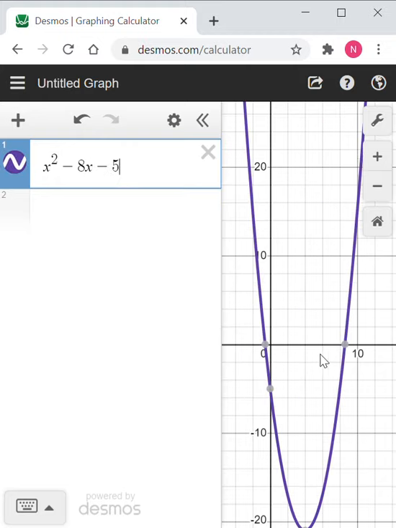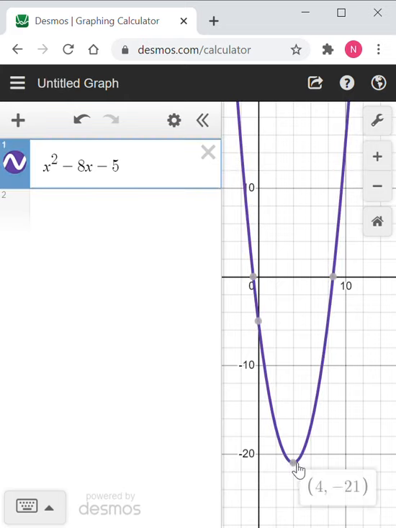So if I type in x squared minus 8x minus 5, make sure that you're comfortable typing it into Desmos. We find that my vertex is (4, -21). My a value is the leading coefficient. So x squared has a 1 in front of it, so my a value is 1. That tells me that it's a minimum. That tells me that it has not been stretched or compressed.